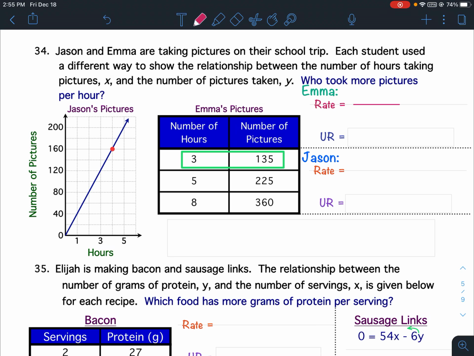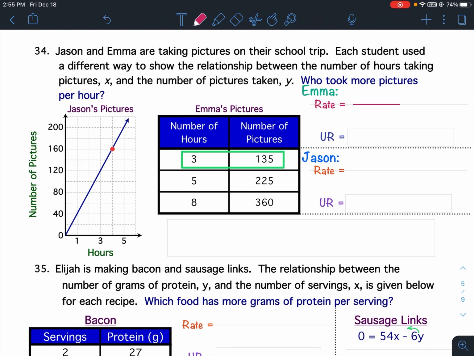Scientific Notation in Linear Equations, Lessons 4 through 7 review. Question 34. Jason and Emma are taking pictures on their school trip. Each student used a different way to show the relationship between the number of hours taking pictures, x, and the number of pictures taken, y. Who took more pictures per hour?